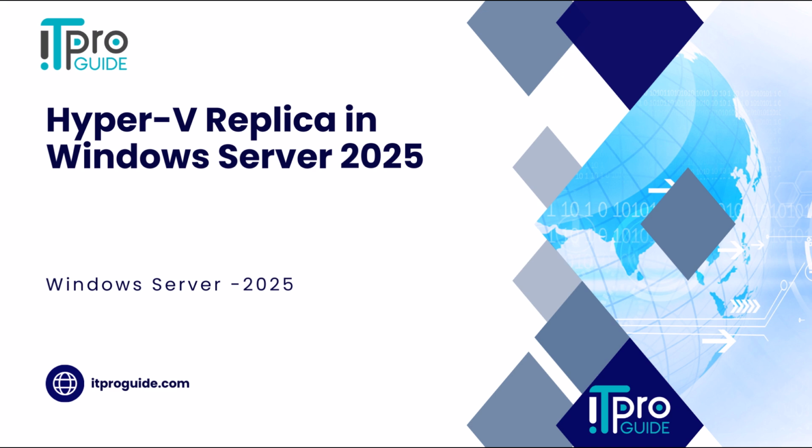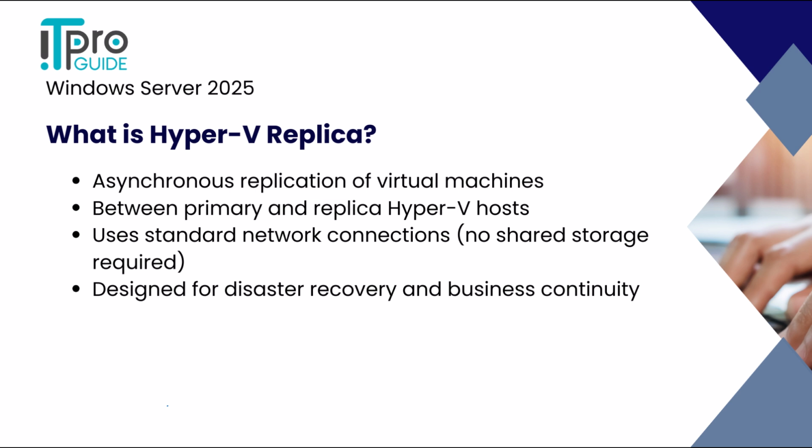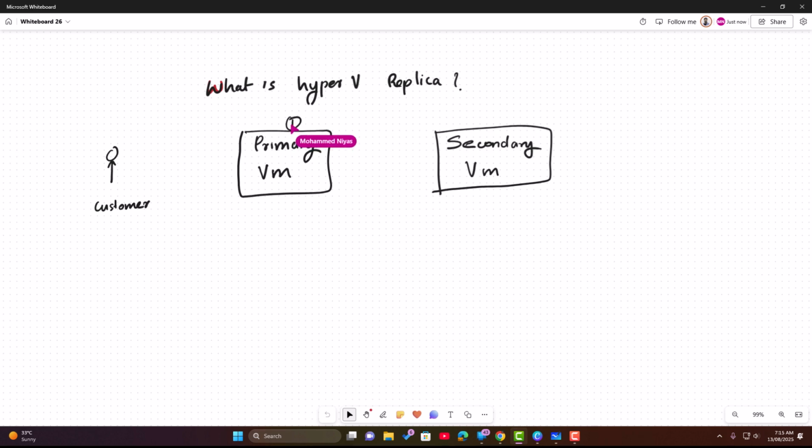a disaster strikes. As the name suggests, Hyper-V Replica is a replication solution for your virtual machine. When you configure replication for a virtual machine, you essentially have two copies, right? A primary VM where your services are actively running and a secondary VM which holds a standby copy ready to take over if needed.